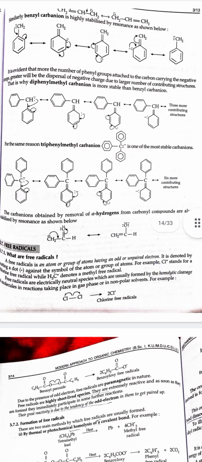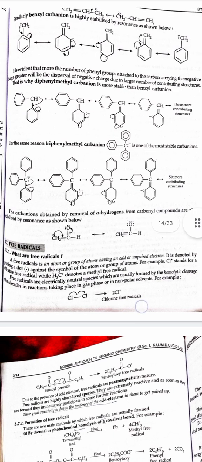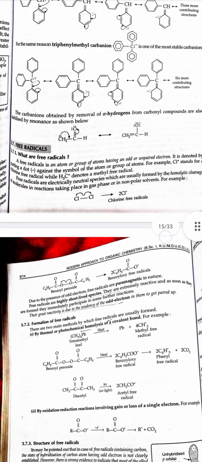Free radicals. What are free radicals? A free radical is an atom or group of atoms having an odd or unpaired electron. It is denoted by putting a dot against the symbol of the atom or groups of atoms. For example, Cl dot stands for a chlorine free radical, while CH3 dot denotes a methyl free radical. Free radicals are electrically neutral species which are usually formed by the homolytic cleavage of molecules in reactions taking place in gas phase or in non-polar solvents.